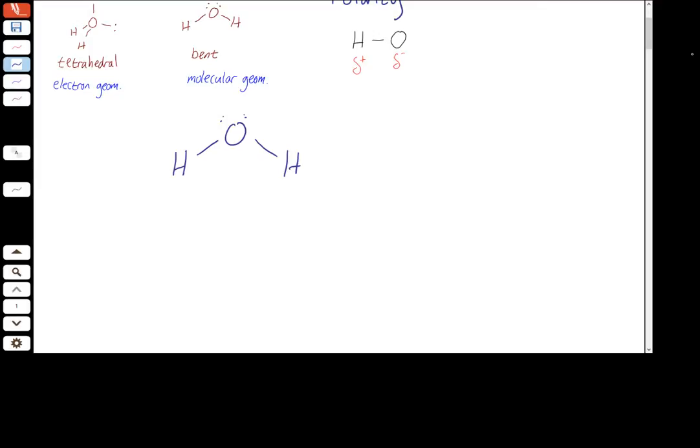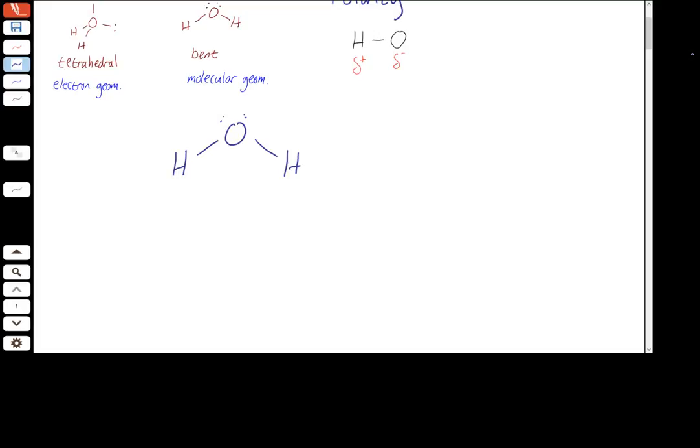If the overall molecule is polar, then it means that one side of the molecule will generally be more positive and one side of the molecule will be more negative. But now we're talking about the entire molecule, not just the bonds inside of it. So we still use the idea of polarity with the bonds, but I'm going to show you how we can add those up to find polarity for the entire molecule.